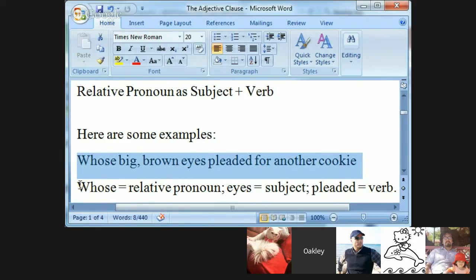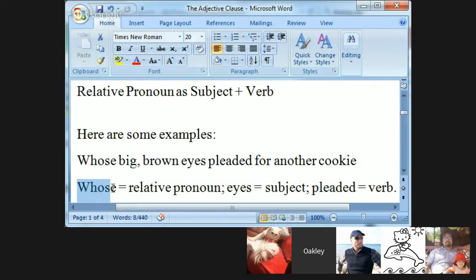Let's break it down a little bit, dissect it. Whose is a relative pronoun. We have a couple of adjectives here which describe eyes, the subject: whose big brown eyes, and the verb, pleaded. And then a simple prepositional phrase.